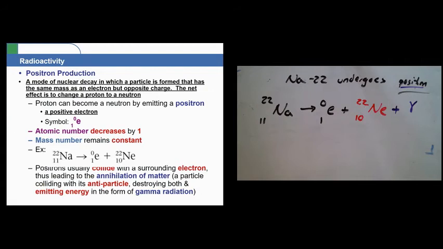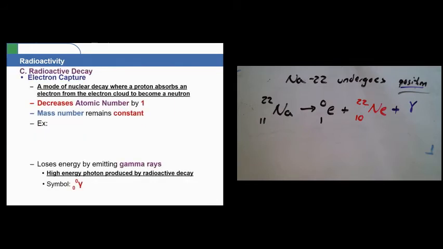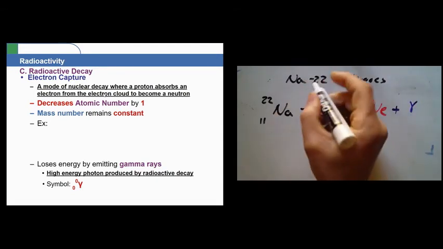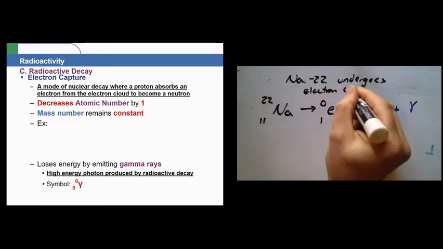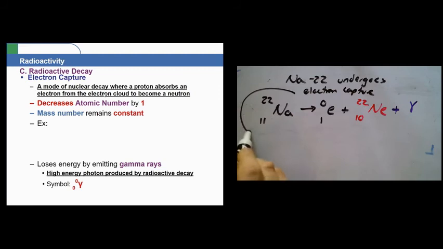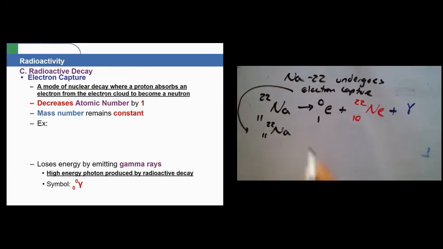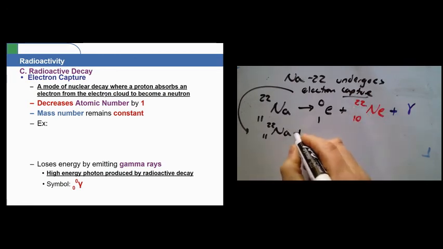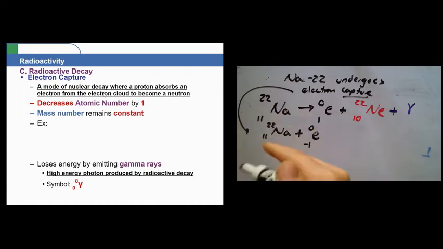All right. Now, there's another process that does almost exactly the same thing. And this is called electron capture. Electron capture is a mode of nuclear decay where a proton absorbs an electron. And since this is capturing it, let's say it undergoes electron capture. Again, if we have sodium 22, and in this case, since it's capturing, not emitting, that means the electron is actually a reactant. It's the only one in which the particle, instead of being on the product side, is on the reactant side.